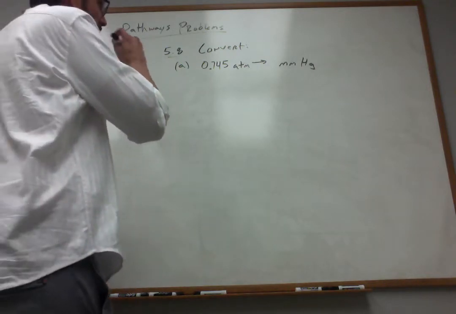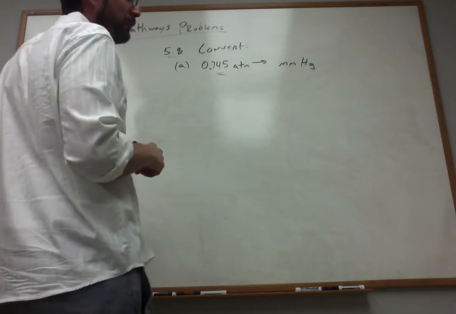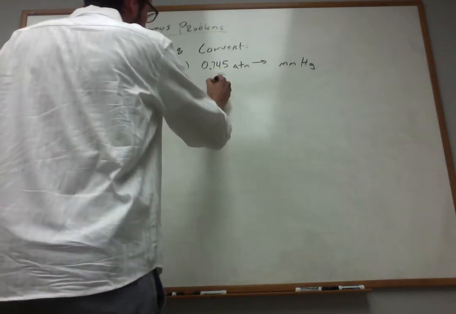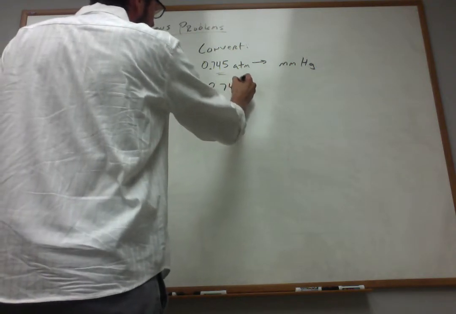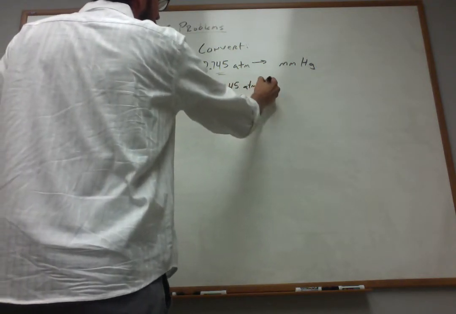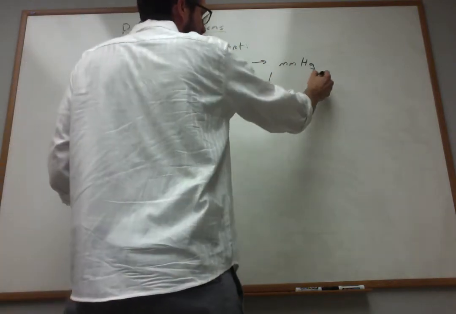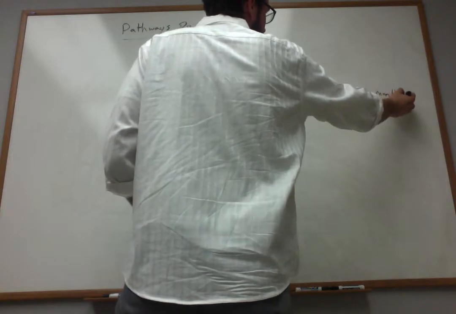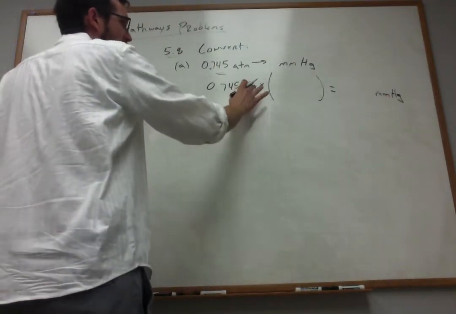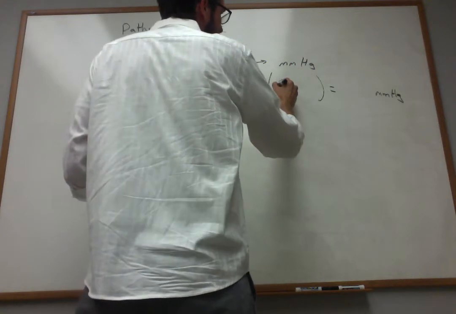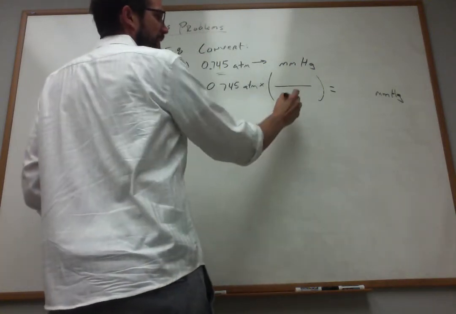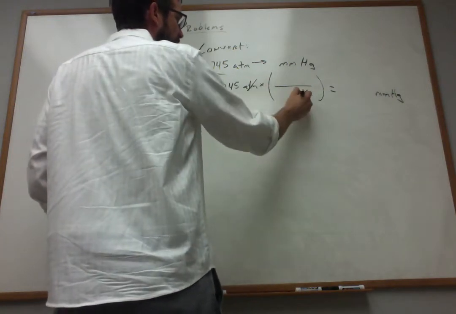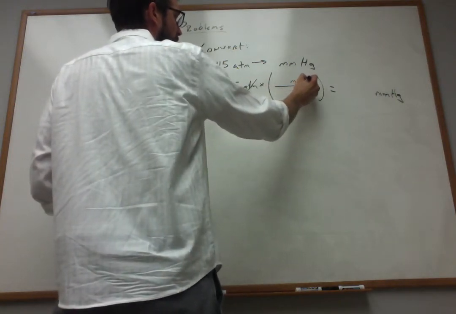Okay, so the first problem asks us to convert 0.745 atmospheres into millimeters of mercury. Okay, and as we would with any unit conversion, we start with what we know. We multiply by a conversion factor that gets us to what we want. Here that's going to be millimeters of Hg. Okay, so we're going from atmospheres to millimeters Hg for mercury. We need a conversion factor. Undesirable units in the denominator such that they cancel. Desirable units in the numerator.